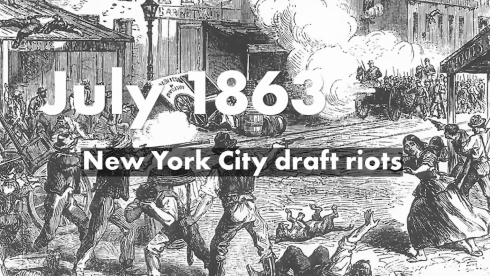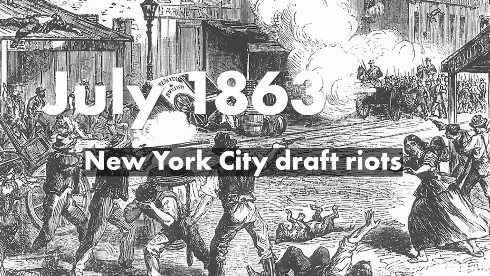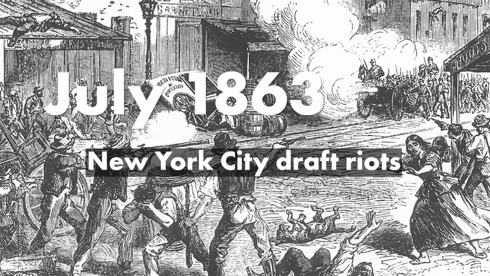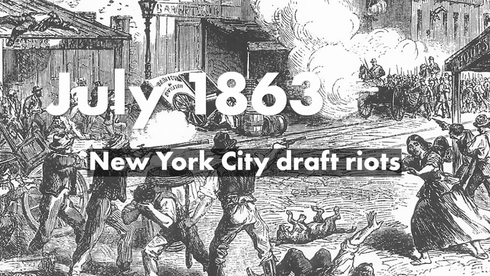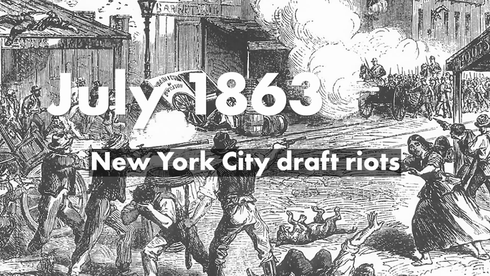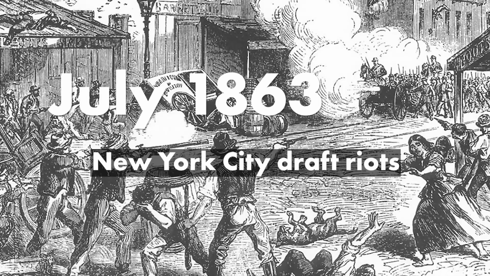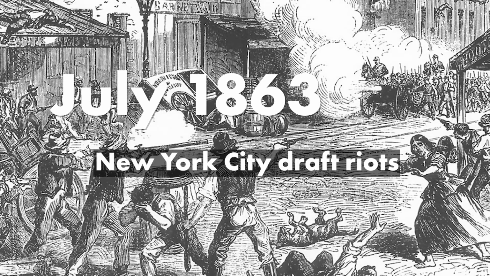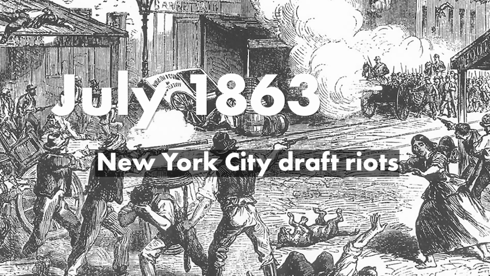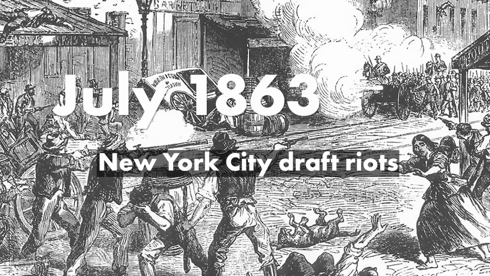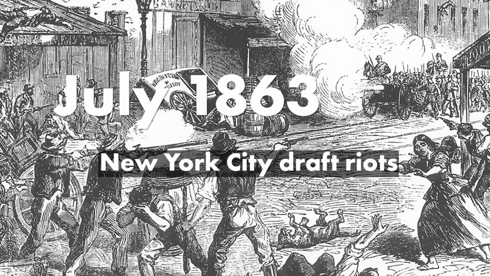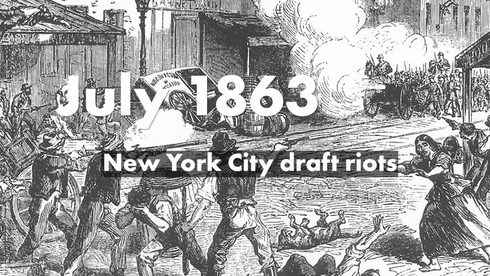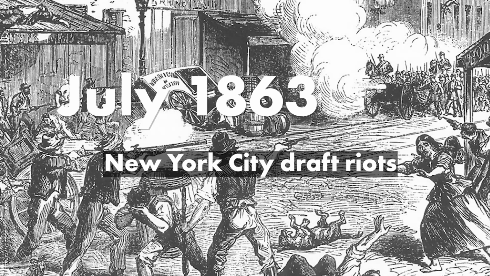From 13th to the 16th of July that same year, New York City draft riots. The arrival of draft officers in New York City spurs rioting. In the wake of the Emancipation Proclamation, tensions rise amongst the urban poor in the north as they fear competition for work when the newly freed slaves migrate. There is also dislike about the war being centered on abolition instead of Union preservation.